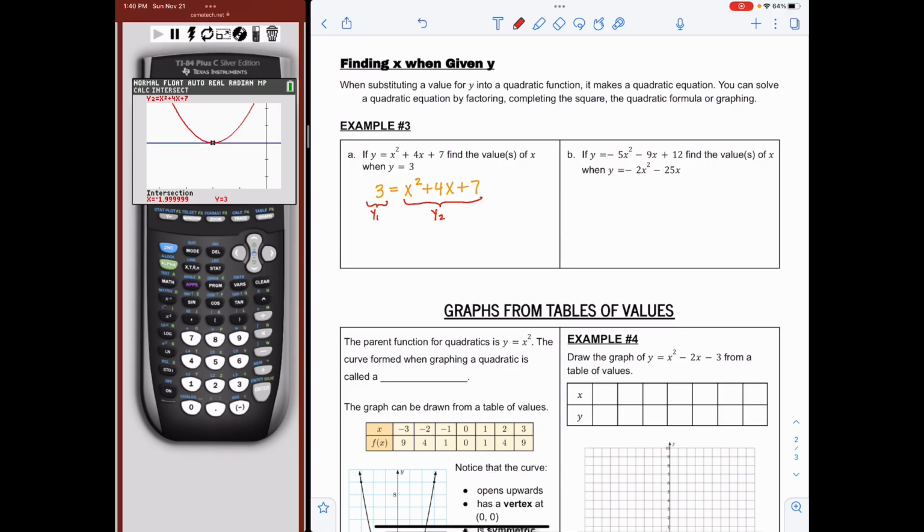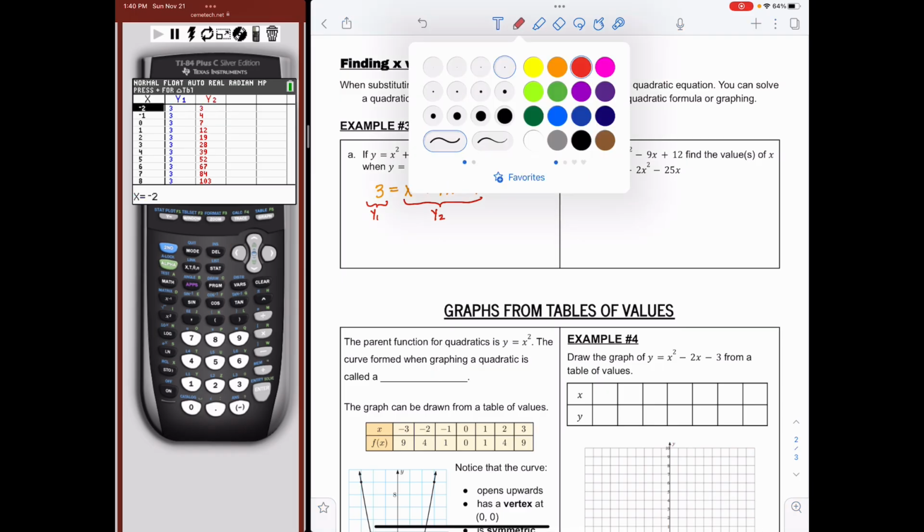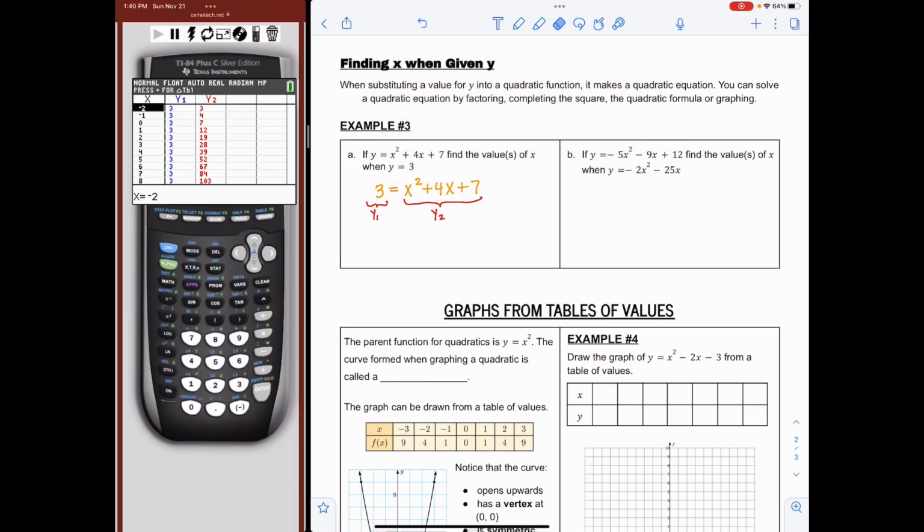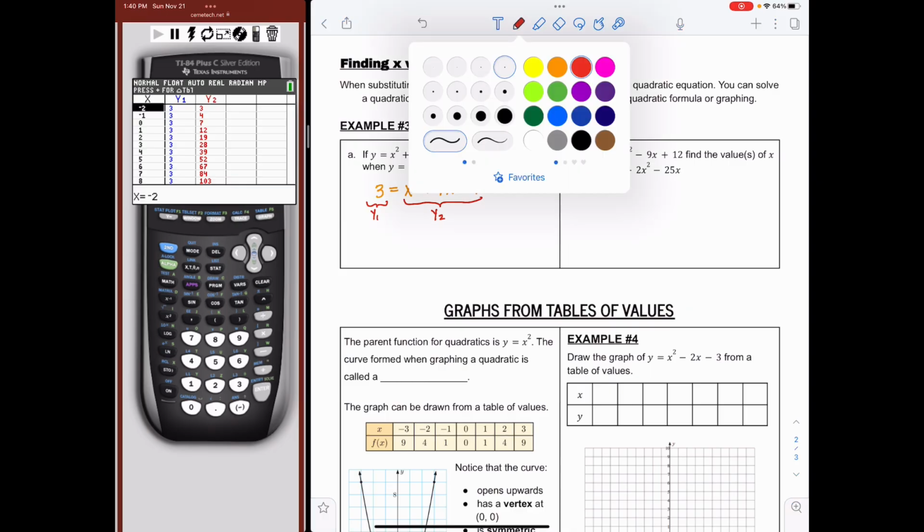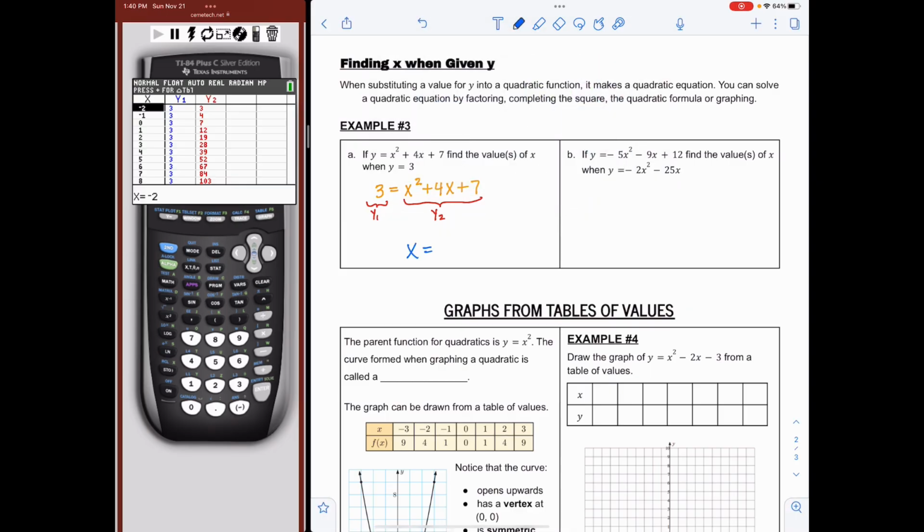So what I'm going to do is look for this information in the table to see if it is true. So I'm going to press second table. And then I want to see where the y value equals 3. So as you can see here, I want to see where the two colors meet. And where x is negative 2, they both are 3. So I know that (negative 2, 3) is my answer. So that is my intersection. And the value of x that it happens at is x equal to negative 2. That is my answer there.